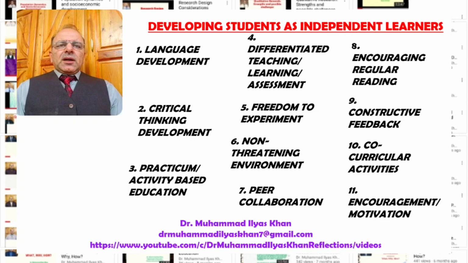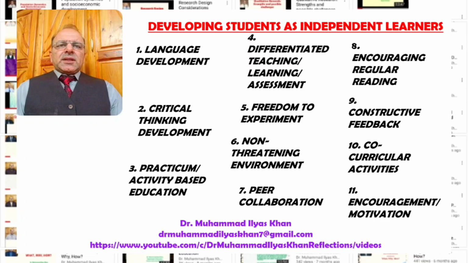Thirdly, there should be an environment where there is activity-based education, where the students can put their theoretical knowledge into practice. Only theoretical knowledge that generally comes through lectures is not sufficient for students to become independent learners. The more there is an activity-based learning environment where students take part in activities, the more there are chances that they become independent learners.